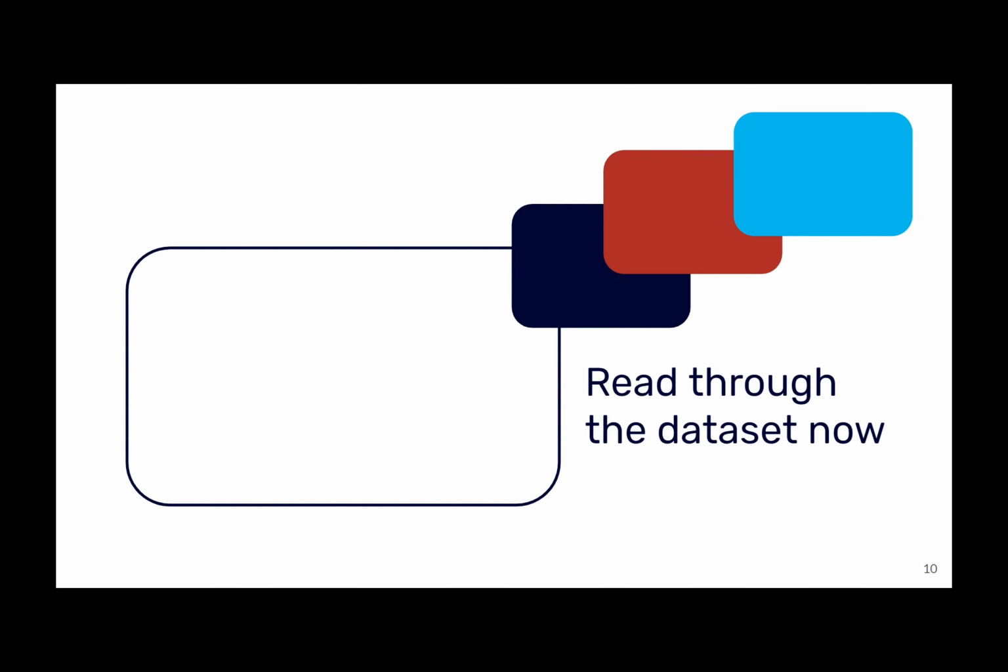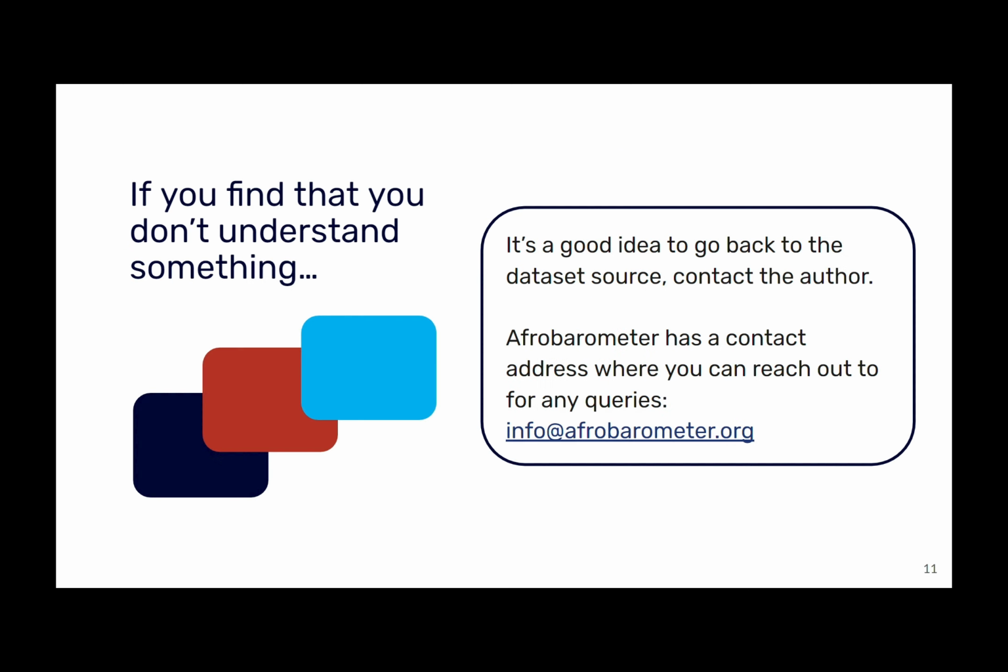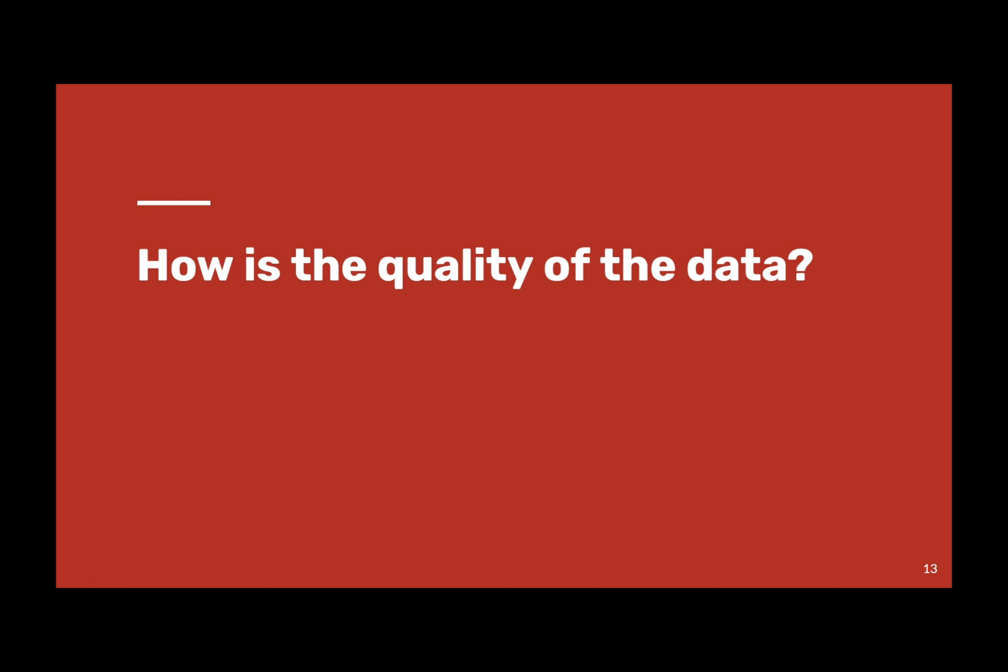Read through the dataset now. Do you understand what all the column labels mean? What kind of information is contained in each column? Describe them with your own words. If you find that you don't understand something, it's a good idea to go back to the dataset source and contact the author. Afrobarometer has a contact address where you can reach out for any queries, which is info@afrobarometer.org. As you can see on the screen, when you go to the website, you can easily access it through the general queries.